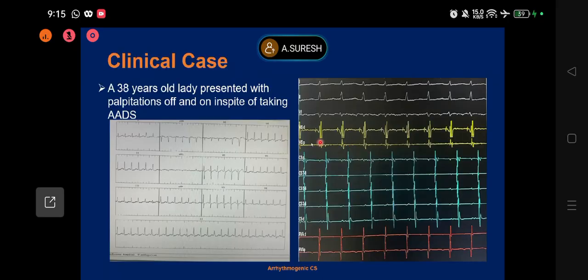Another case, a 38-year-old lady presented with palpitations off and on in spite of taking antiarrhythmics. This is the clinical SVT ECG. As you can see here, it's a long RP tachycardia, and this is the intracardiac ECG showing the tachycardia. It's a regular tachycardia, with earliest activation in C7-8. Ventricular overdrive pacing was done, and it was a VAAV response, with antegrade and retrograde conduction by a fast AV node. The VAAV response is suggestive of atrial tachycardia.